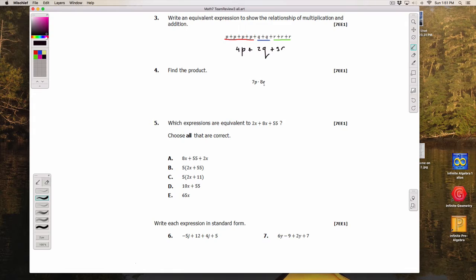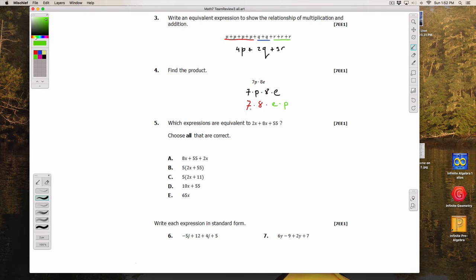7P times 8E. Okay, well 7P, I know that that represents multiplication. It means 7 times P. So I can write that out: 7 times P times 8 times E. Aha! Now I've got a whole bunch of multiplication. I know that the commutative property applies to multiplication. Commute meaning move, so that means I can move these terms around. So I'm going to move my constant numbers to be together, 7 times 8, and then I'm going to keep my variables separate, but put them in alphabetical order, times E times P.